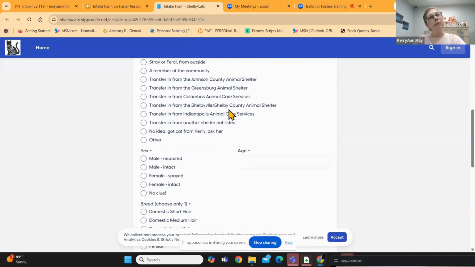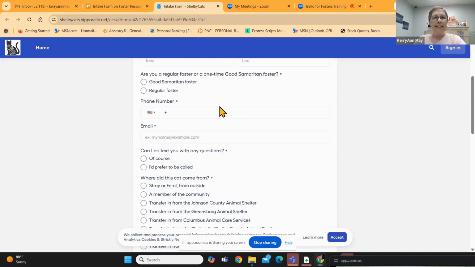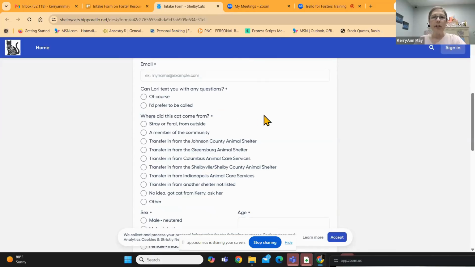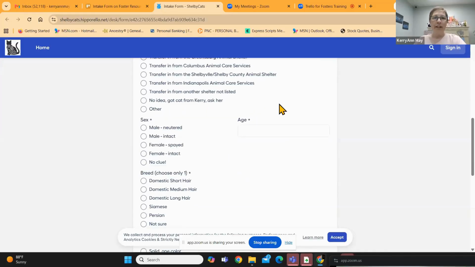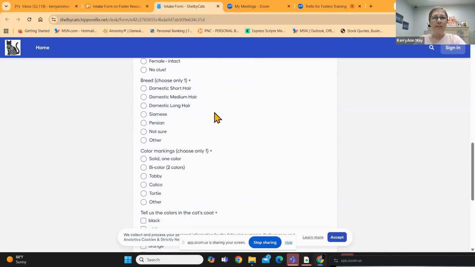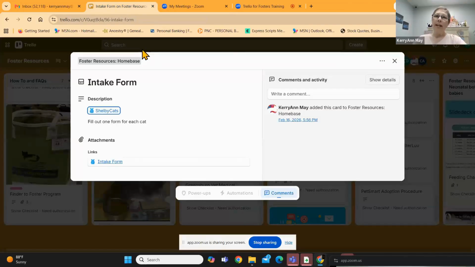So we have assigned you and asked you to take an 8-year-old cat, and you've taken the cat in, so you're going to fill out this form, and you're going to fill it out the best that you can. Sometimes you're going to know where the cat came from, and so then you'll mark it. But if you don't know, you're going to say, no idea, got the cat from Carrie, ask her. Then Lori will text me and ask, and I'll get that information to her. But again, just fill it out the best you can with all of the information so that she knows what we have in inventory. Okay, so that's the intake form.